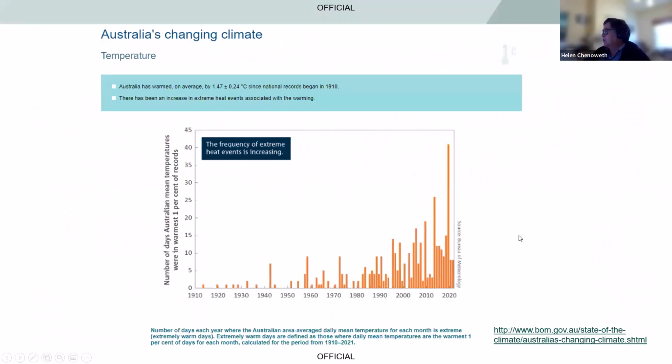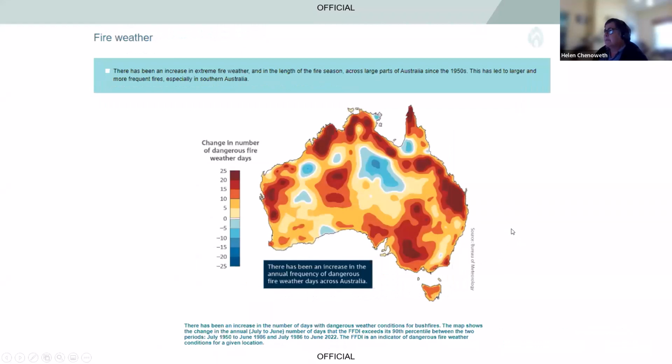Some more information, again, we've got hot links that you can have a look at yourself to chase up more information for your own circumstances where you are. But in Australia's changing climate, some things showing up here are the number of days of mean temperatures in the warmest 1% of records. So very warm conditions, with trends going up around Australia on that one. This is an interesting map about fire danger areas or fire danger indicators. Again, over time, since the 1950s, there have been larger and more frequent fires, especially in southern Australia. So there is certainly an increase in the annual frequency of dangerous fire weather.